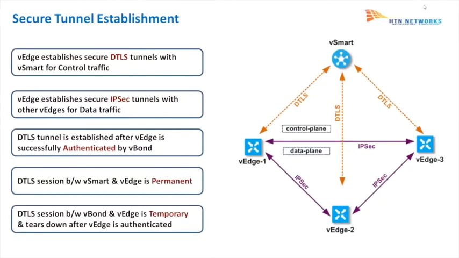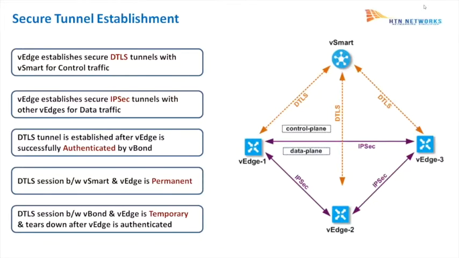So the first point here is vEdge establishes a secure DTLS tunnel with vSmart for control traffic. vEdge also establishes secure IPsec tunnels with the other vEdges for data traffic. The DTLS tunnel is established after vEdge is successfully authenticated by vBond. So whenever a new vEdge comes up on the network, first it gets authenticated by vBond. Once it is successfully authenticated, then only it can create tunnels with the other devices in the network.